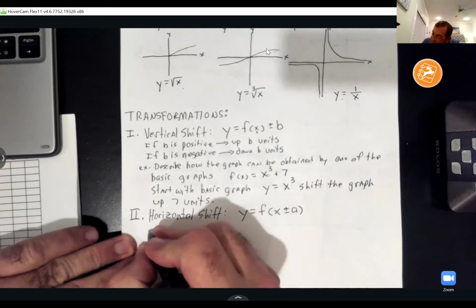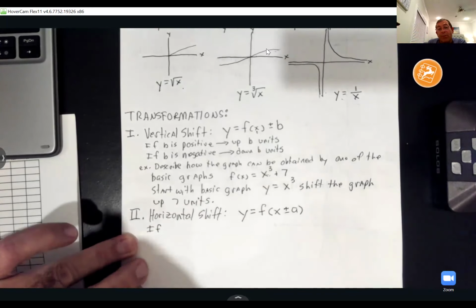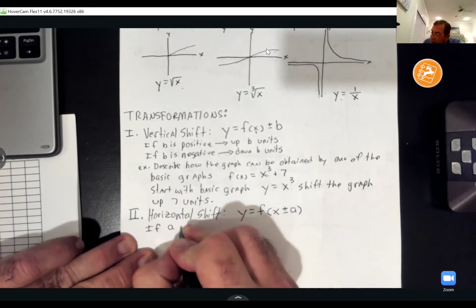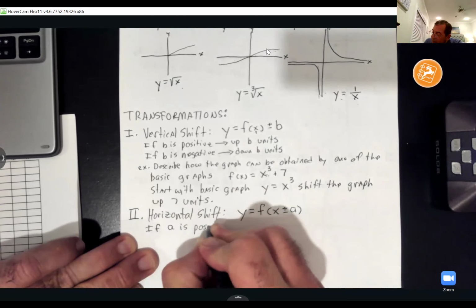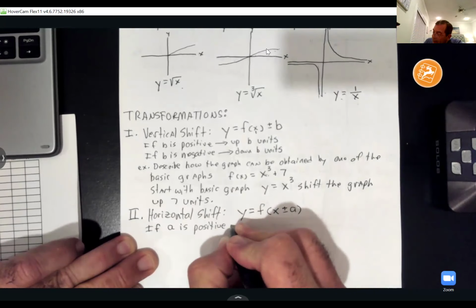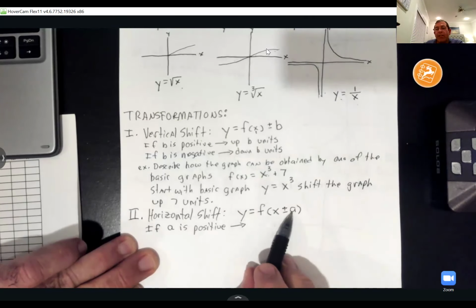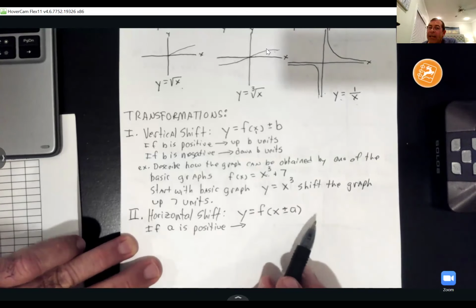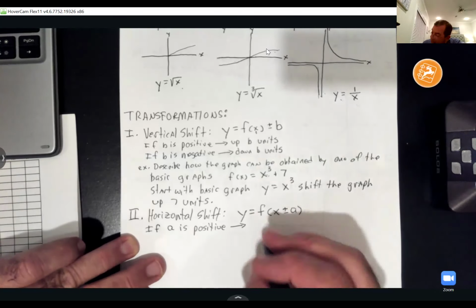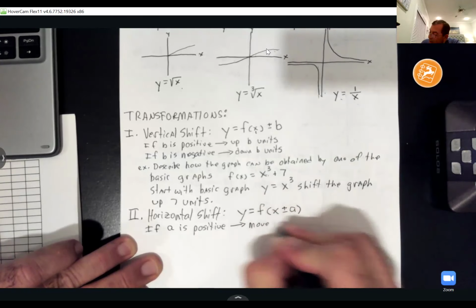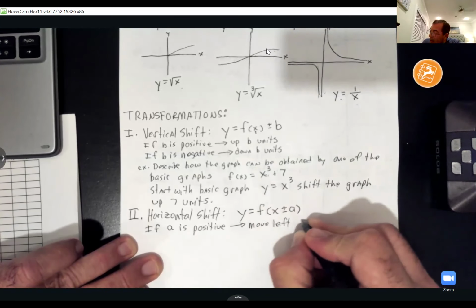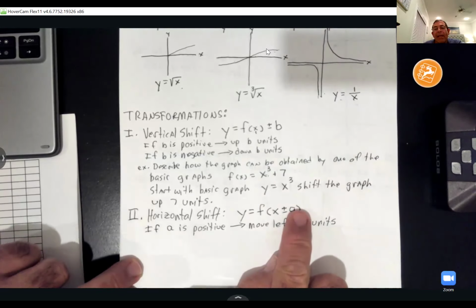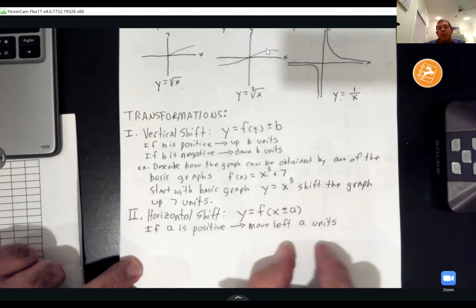So y'all check this out. This part seems sort of backwards. If this a is positive, so if you change the x value by adding to it, it doesn't move it right. It actually moves it to the left. This is going to move it left a units. So adding inside the parentheses will move me left.